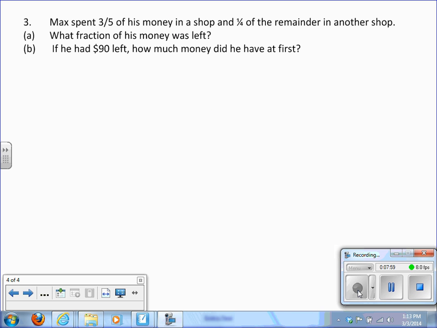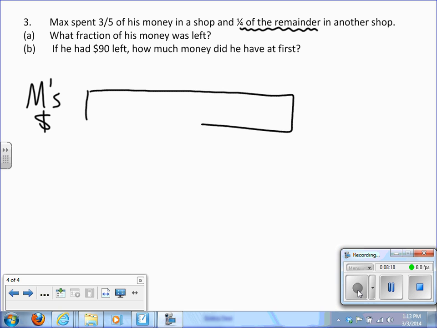Max spent 3/5 of his money in the shop and 1/4 of the remainder in another shop. Question A. What fraction of his money was left? Question B. If he had $90 left, how much money did he have at first? Very good. Okay. So this is about Max's money. All right. Who can tell me something that I need to know about Max's money in my model? Sanjeev. Okay. So how many units is all of his money to start out with? 5 units is all of his money.